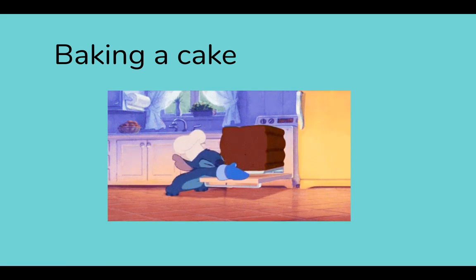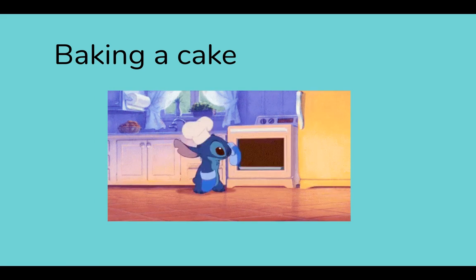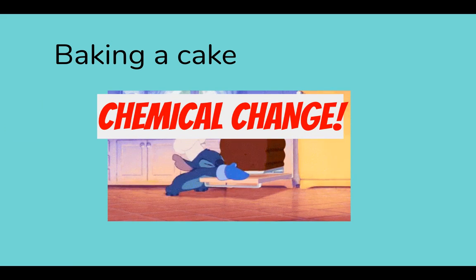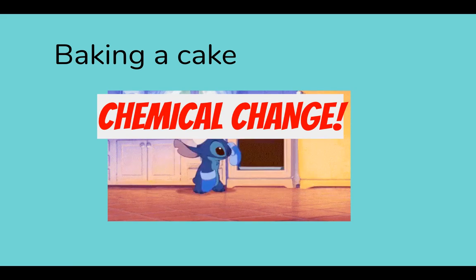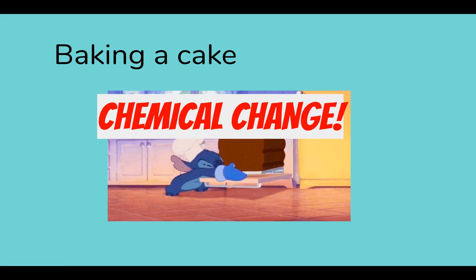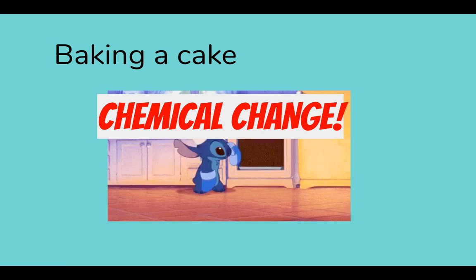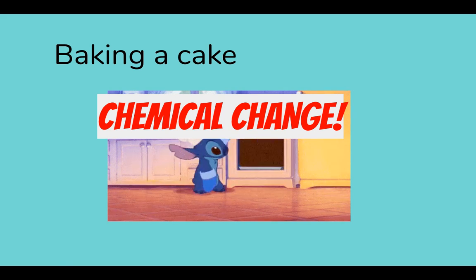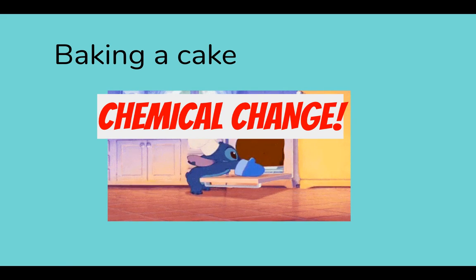Next, baking a cake. Baking a cake is actually a chemical change. While we do make a mixture in the beginning with the batter, as soon as we begin to cook it, we actually form new chemicals. Bubbles are formed, it's changed through heat. This is a chemical change. We definitely cannot get our original substances back. Everything has been cooked.